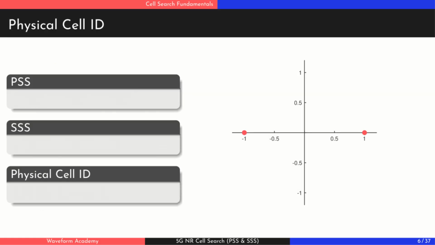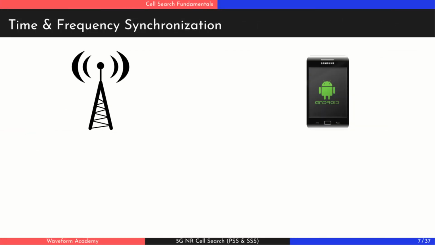Both PSS and SSS are built using M sequences, which are binary signals taking values of -1 and +1, similar to BPSK modulation. The PSS can take on three possible options, while the SSS supports 336 unique combinations. By detecting and decoding both signals, the UE can compute the physical cell ID using the formula shown on the slide.